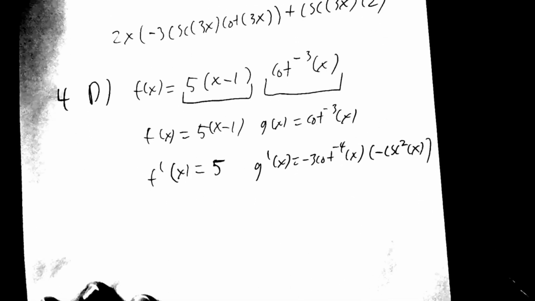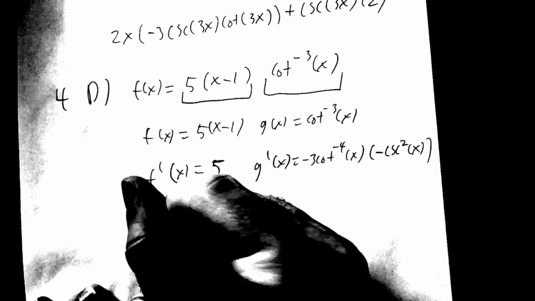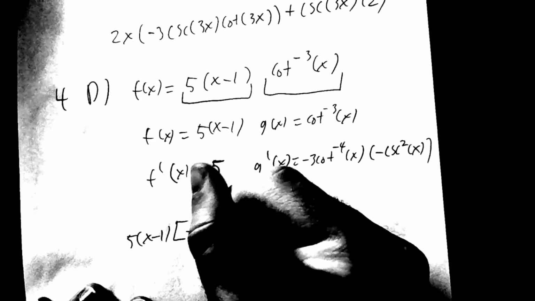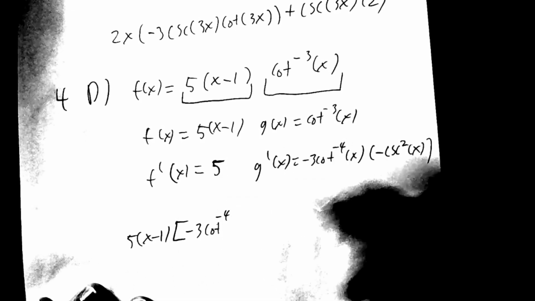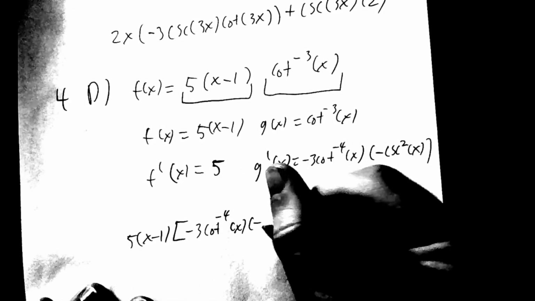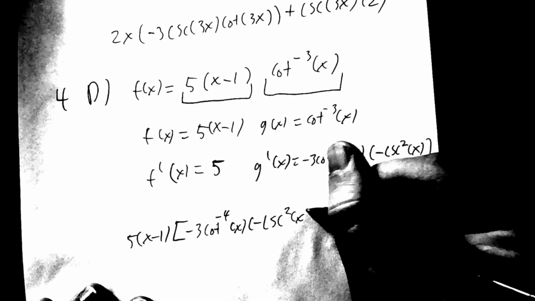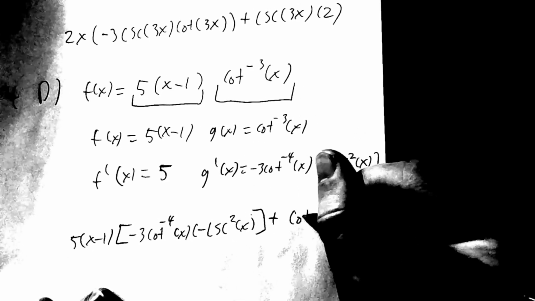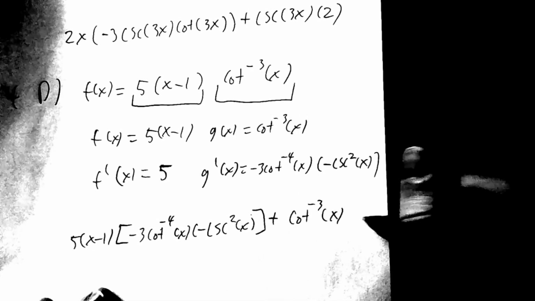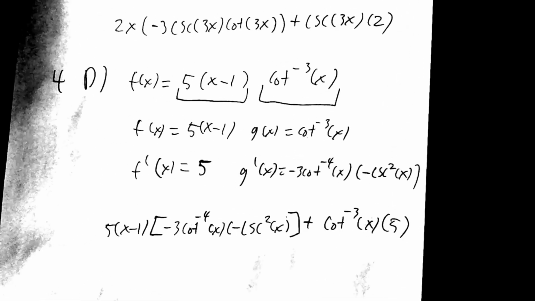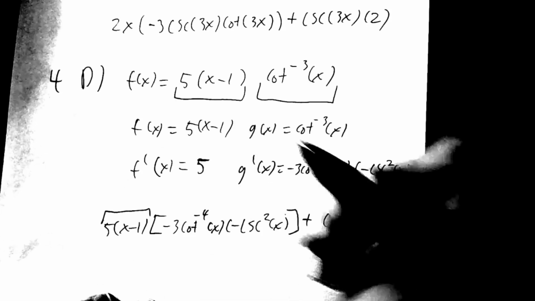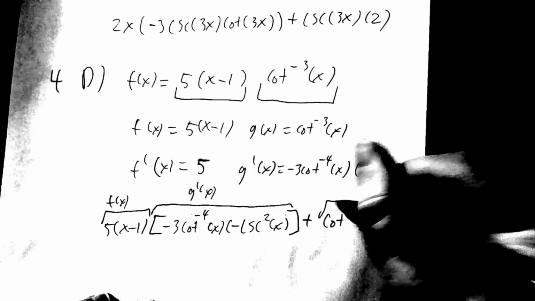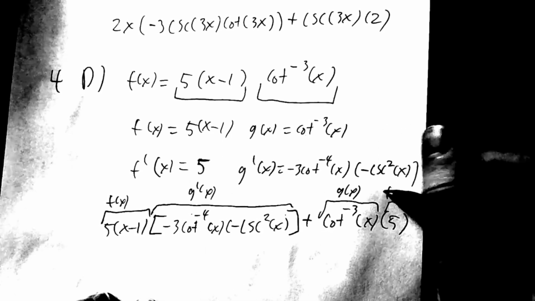Now I've got it all together. I just have to substitute. So it's going to be 5x minus 1, this whole thing. I'm just going to put big brackets in front of negative 3 cotangent to the negative fourth x, negative cosecant squared x, close brackets, plus cotangent negative third x times 5. Again, I'll label this one because it's a bit complicated. This is f of x. This is the derivative of g of x. This is g of x. And this is the derivative of f of x.